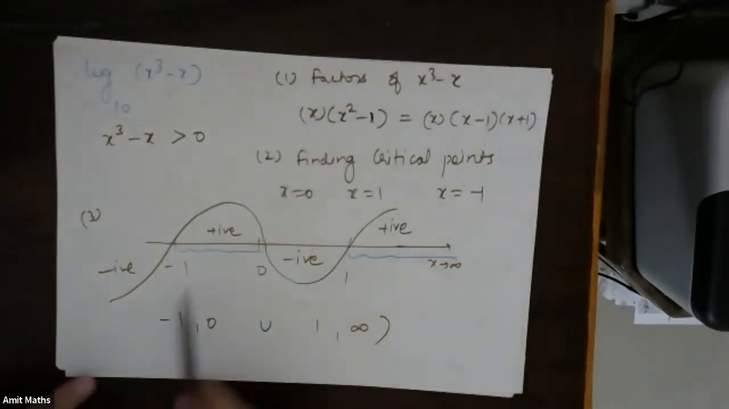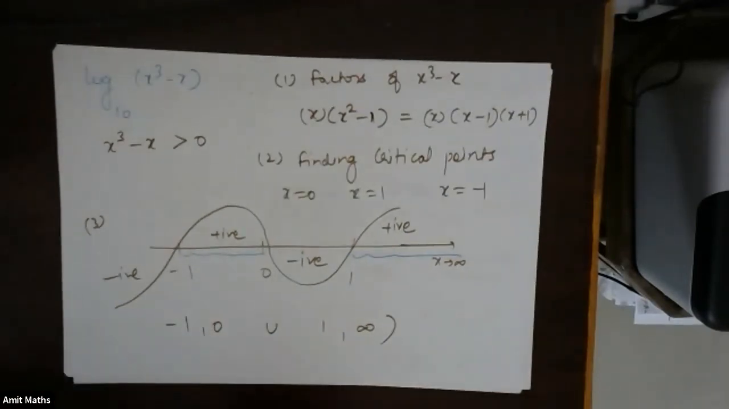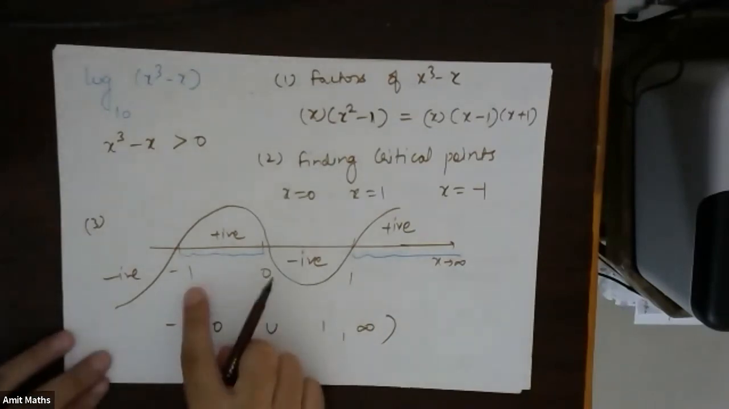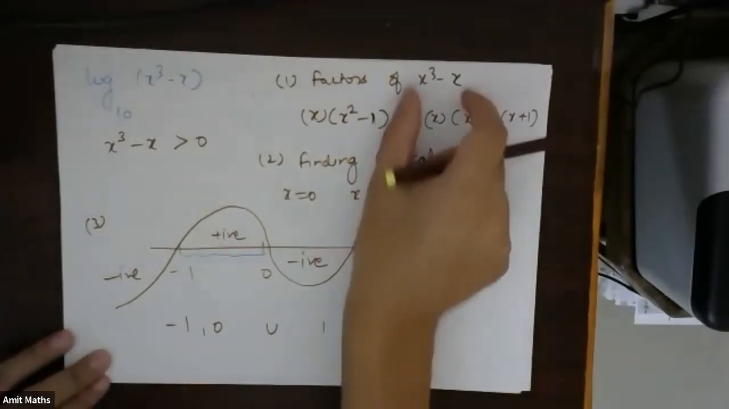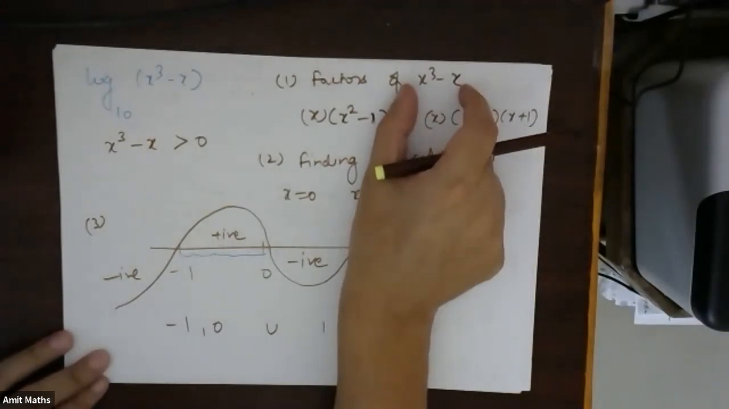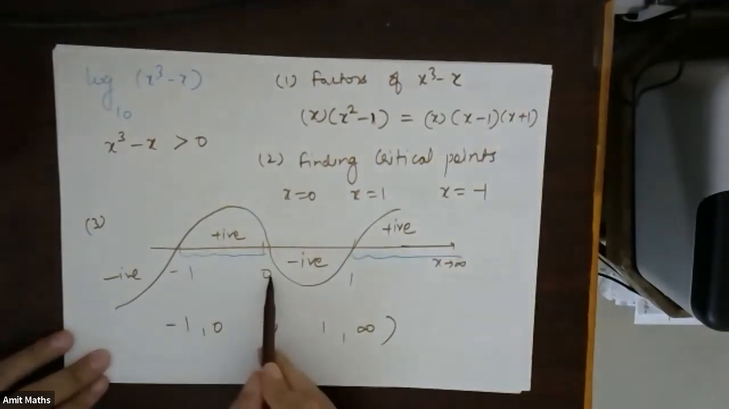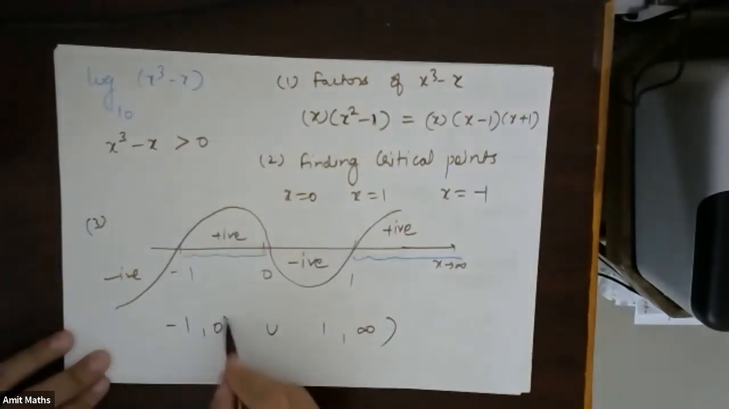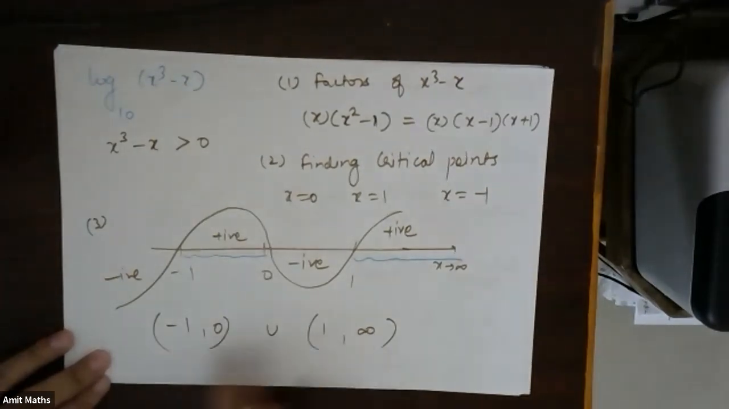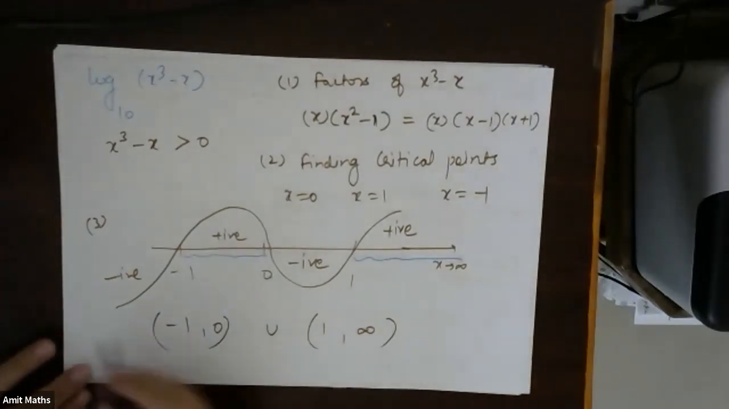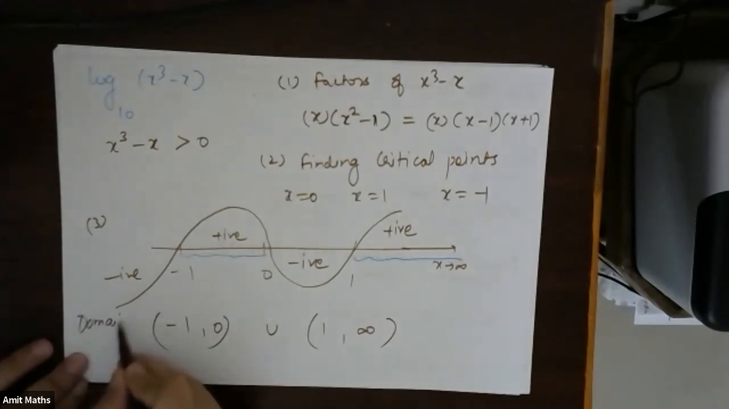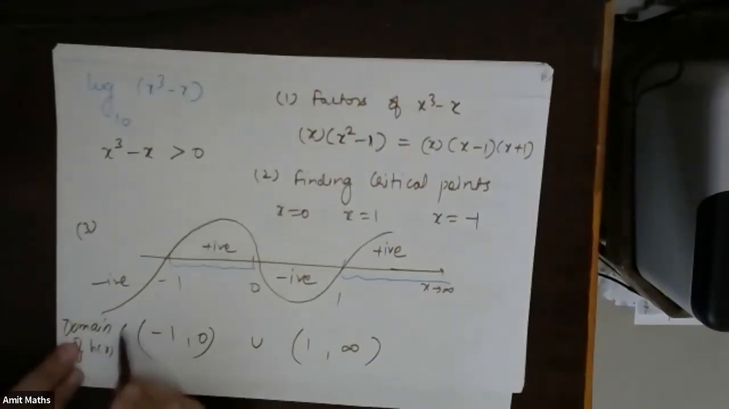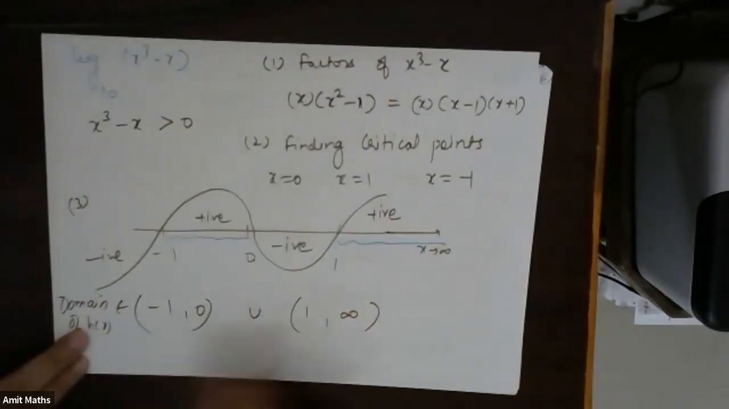Now, will I include -1 and 0? At -1, 0 and 1, x cube minus x is becoming equal to 0. Log of 0 is not defined. So that is why I will exclude -1, 0 and 1. The domain of h of x, as I've taken it, is this.